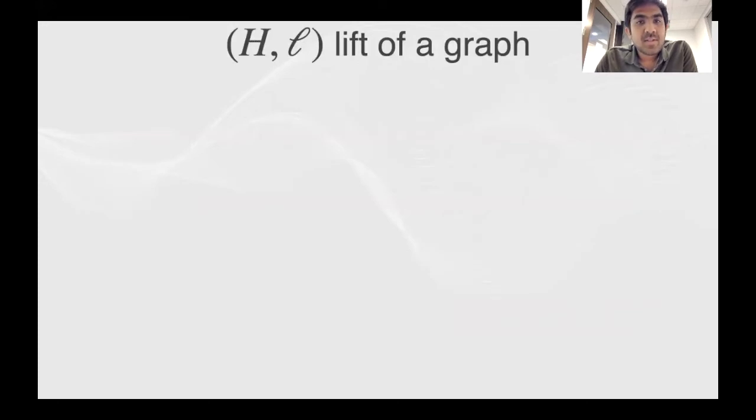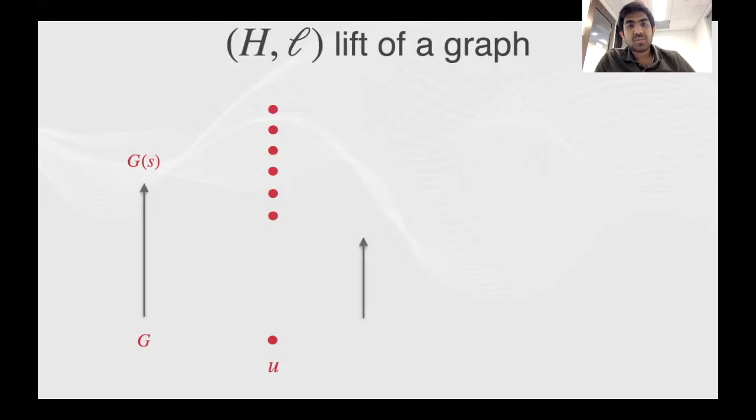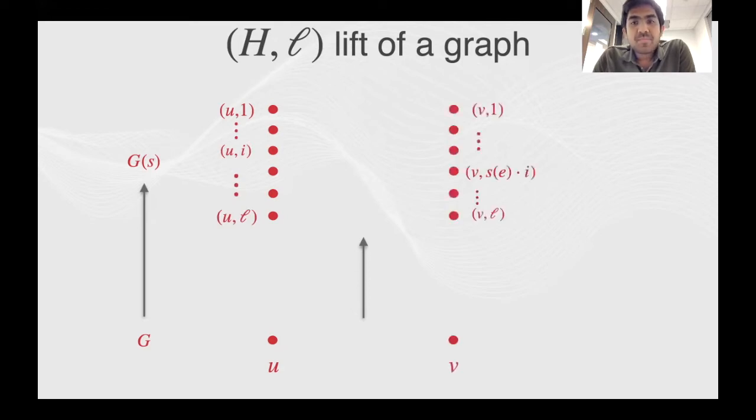So we define a notion of lift called the H lift of the graph, where you start with the base graph and you want to lift it to a larger graph called G of S. And here L controls the amount of lift you want to do. So for every vertex, you replace it with L copies. So you have U1 all the way up to UL. Similarly, you have it for V.